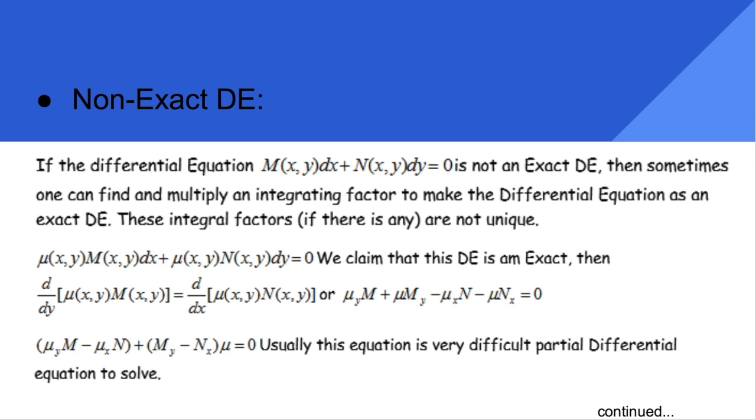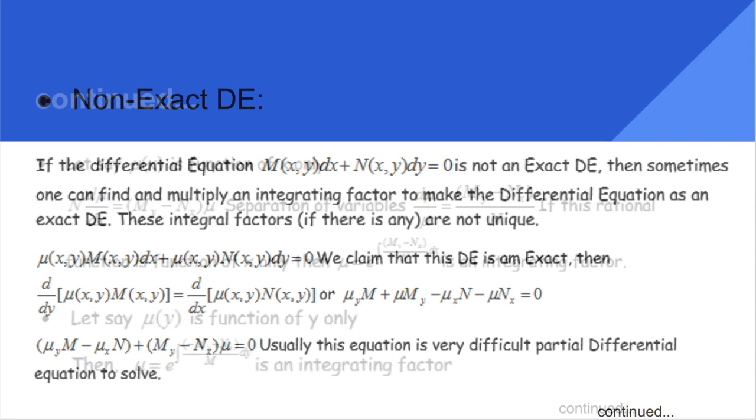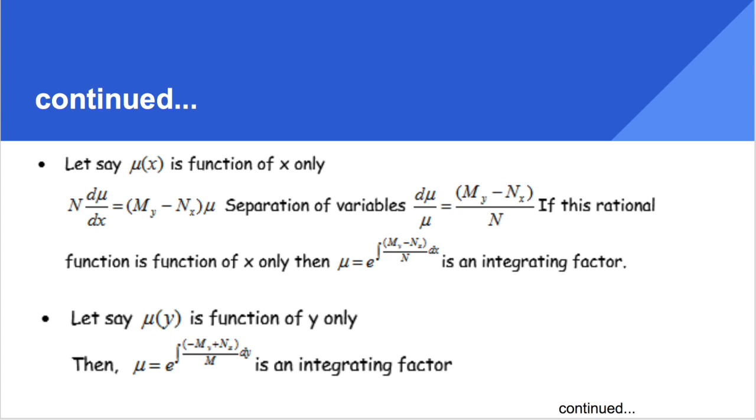So for a non-exact differential equation M of x, y dx plus N of x, y dy equals 0, we multiply it by the integrating factor mu of x, y, then we claim that this differential equation is exact. Then, we take the partial derivative of mu of x, y times M of x, y with respect to y, and mu of x, y times N of x, y with respect to x, just like what we did when we were solving the exact differential equation. Since it is exact, mu y times M plus mu times My minus mu x times N minus mu times Nx equals 0. Then, we have to figure out what function mu is.